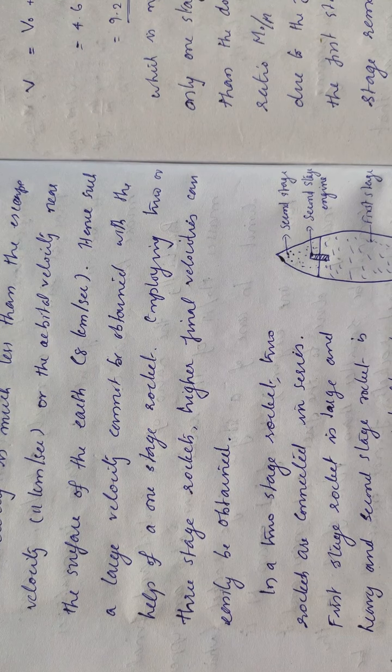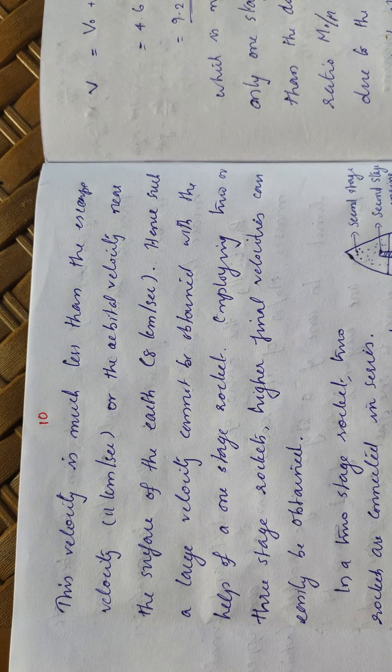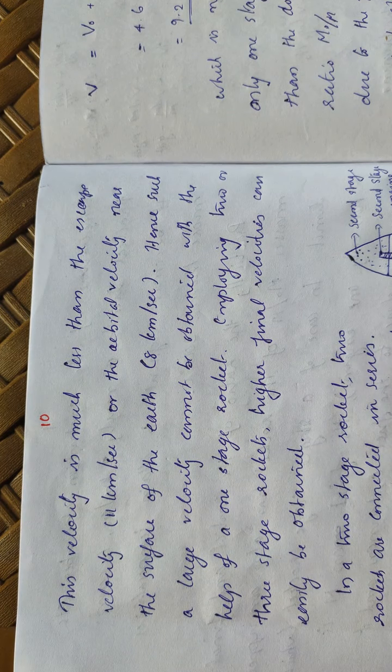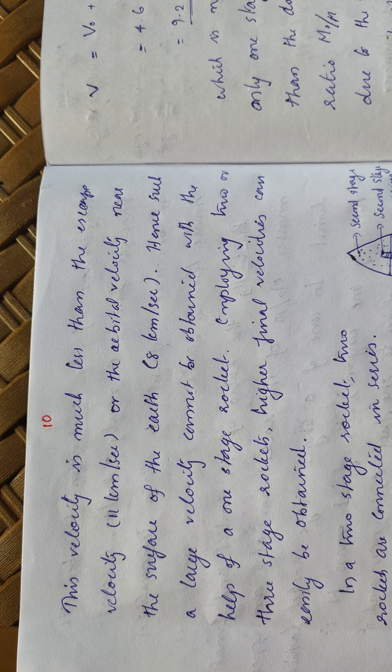Escape velocity is the velocity needed for escaping from the gravitational field of the earth. The escape velocity of earth is 11 km per second. So the final velocity of 4.6 km per second is less than the escape velocity of the earth, which means the rocket cannot move out of the gravitational field itself.